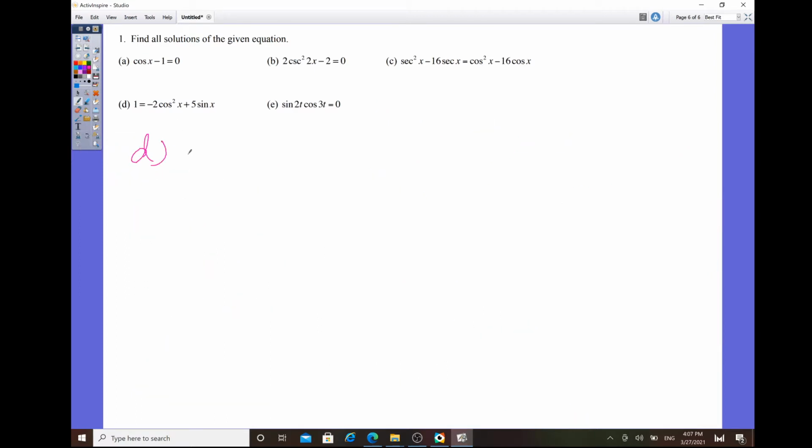So for D, well, it looks like we need to bring everything together to one side because right now it's written in terms of cosine and sine, but we want to rewrite it as sine. So bring that to the left-hand side. So we do have 2 cosine square of x minus 5 sine of x, and then plus 1, so that equals 0. Rewrite it, so we do have 2 times 1 minus sine square of x minus 5 sine of x plus 1.